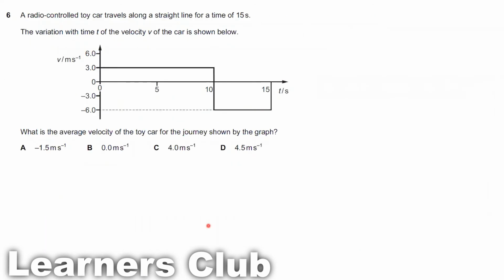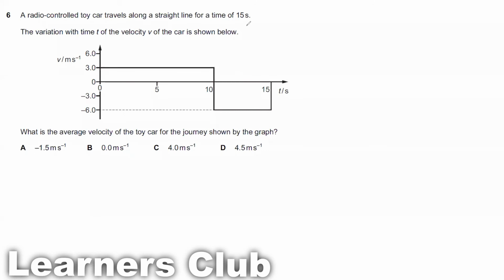Question 6. A radio-controlled toy car traveled along a straight line for a time of 15 seconds. The variation of the velocity v of the car with time t is shown below. What is the average velocity of the toy car for the journey shown by the graph?